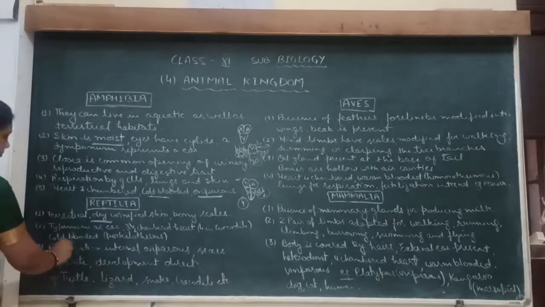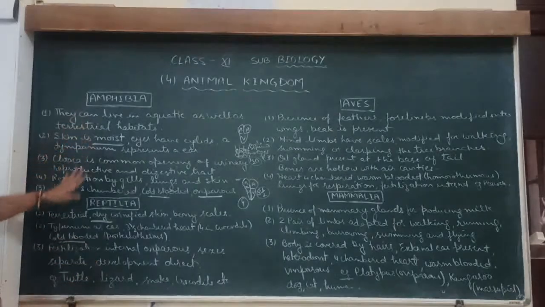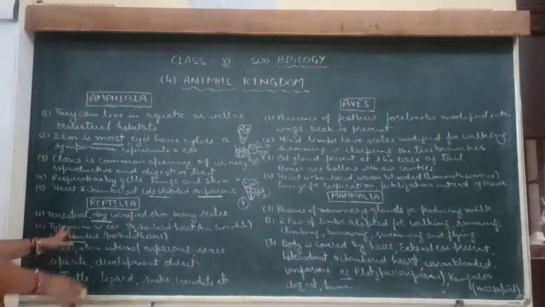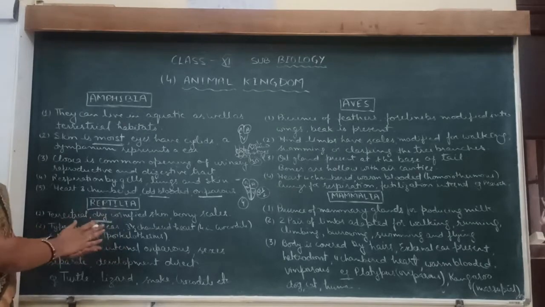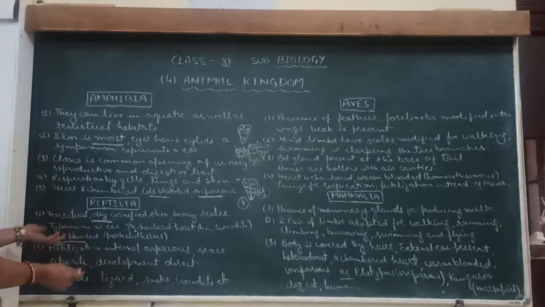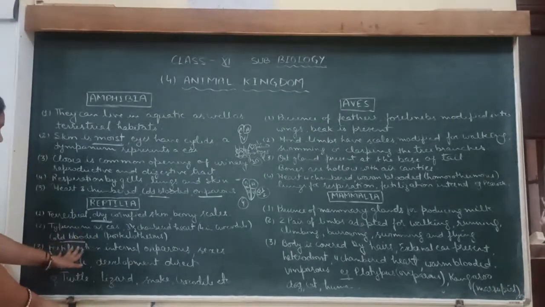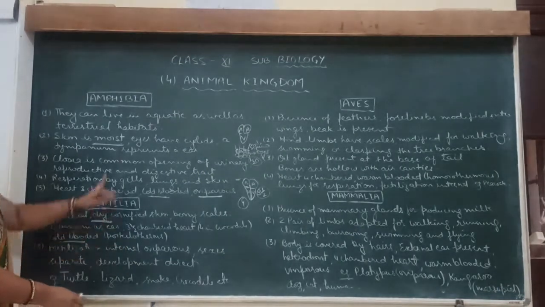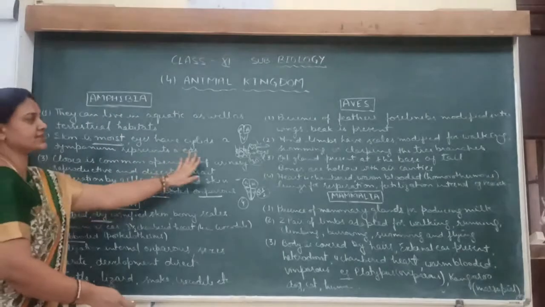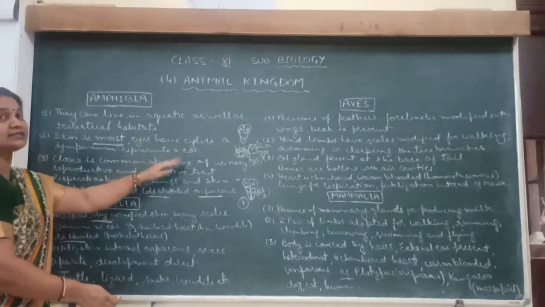And they are cold-blooded, like amphibians. The reptilia are also cold-blooded. Their body temperature changes according to the weather condition. So they are known as poikilotherms. And the next one is that fertilization is internal. In amphibia, the fertilization is external. Fertilization occurs in the water.